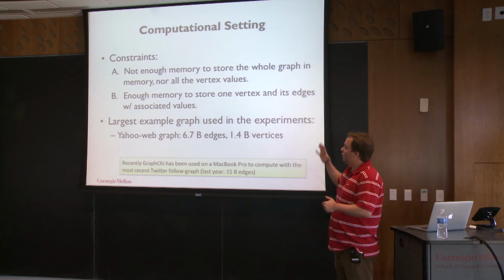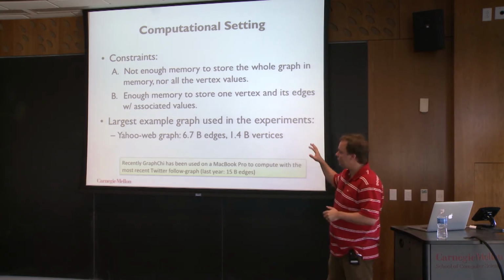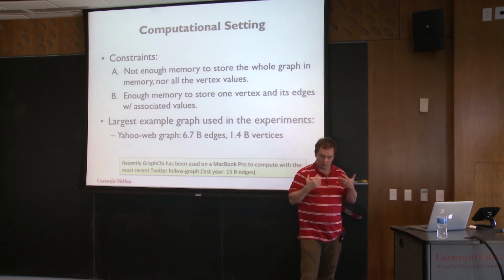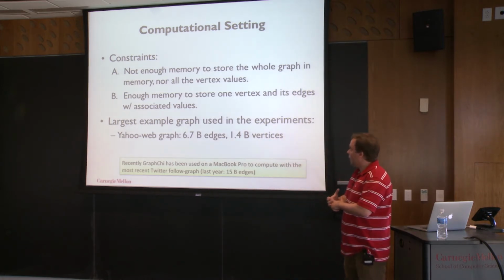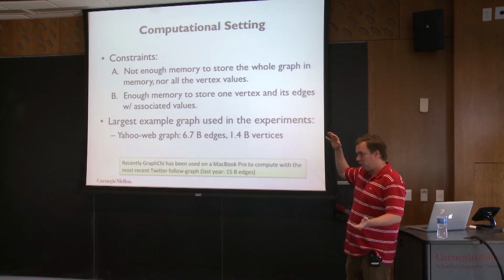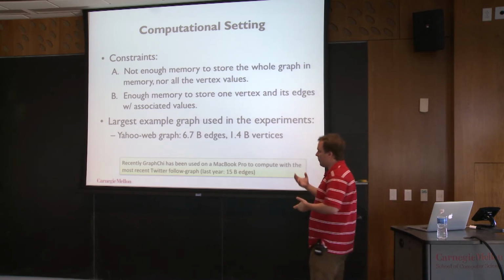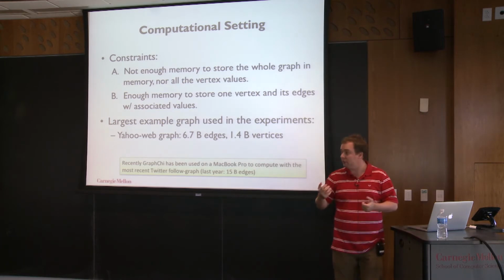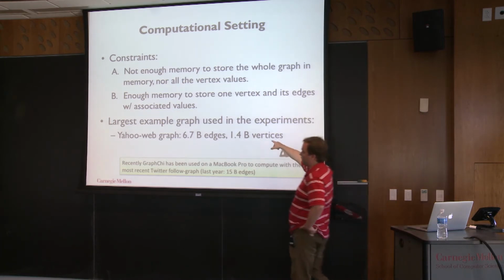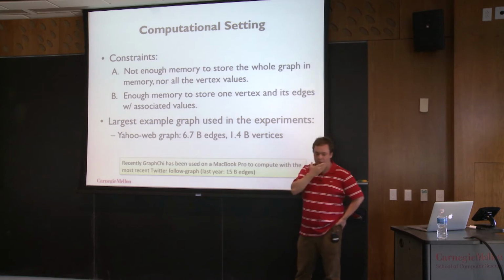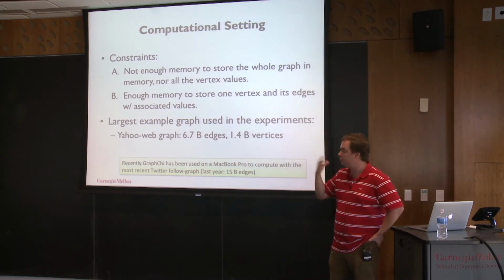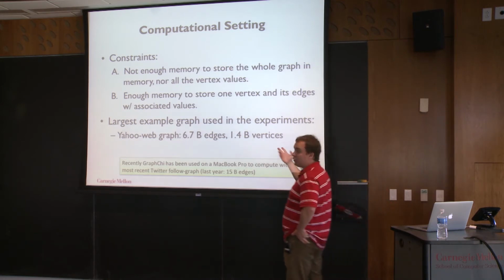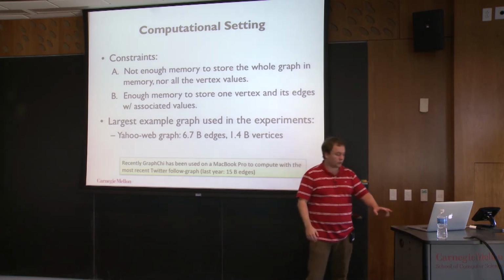Then for this work, what are the computational settings? I assume we don't have enough memory to store the whole graph in RAM, not even all the values of the vertices. In many cases, you may have enough memory to store all the vertices, but for example, the Yahoo web graph, which is our biggest one, has 1.4 billion vertices. So if you associate one floating point number with each vertex, you require about 6 GB of memory, which is already quite a lot for a laptop.